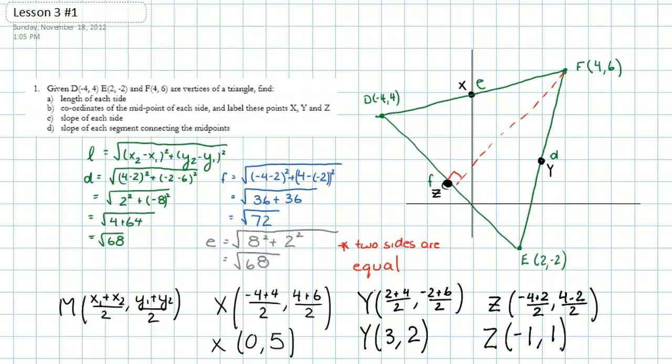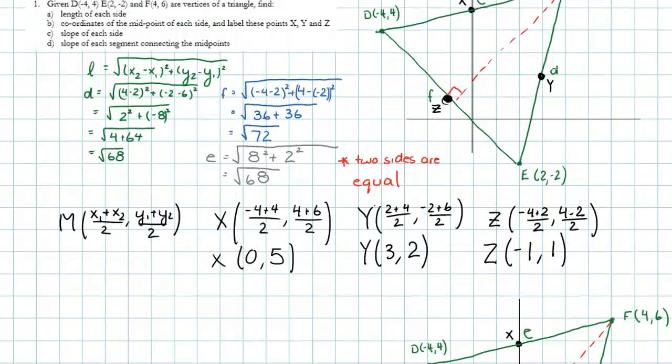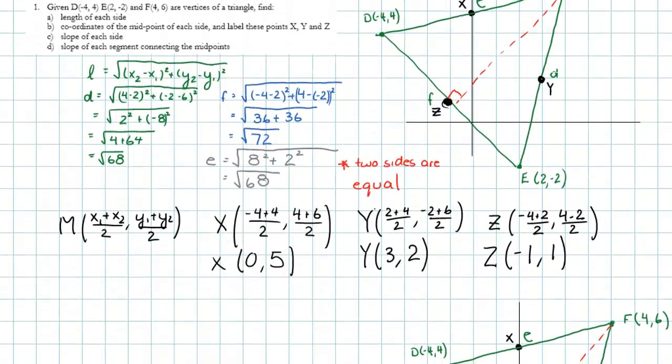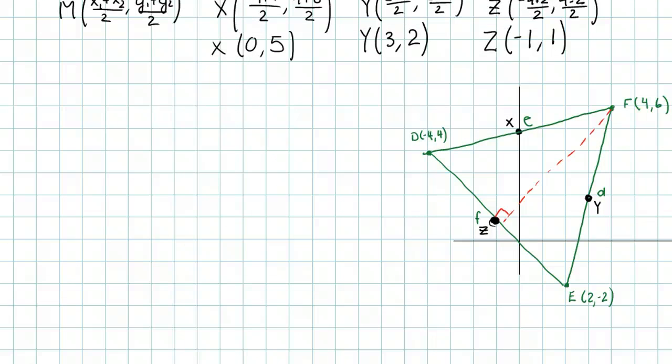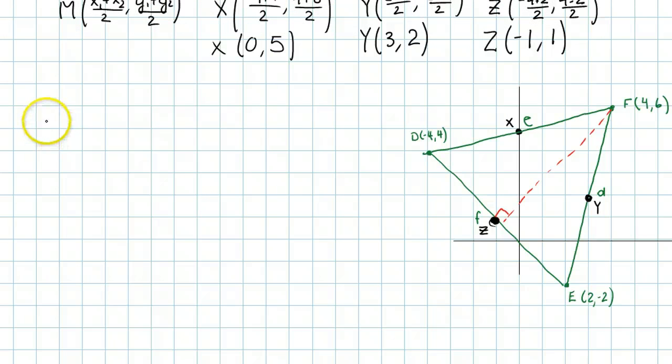Okay, so now let's scroll and let's get a little more space here. I'm just going to pause for a second. Oh, the wonders of technology. I was able just to copy my diagram from up here, just down again. So we're finding the slopes of each side. So therefore, I'm going to find the slope.